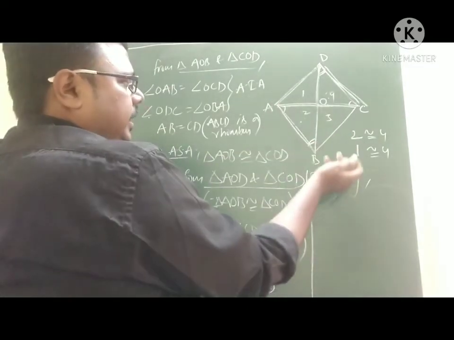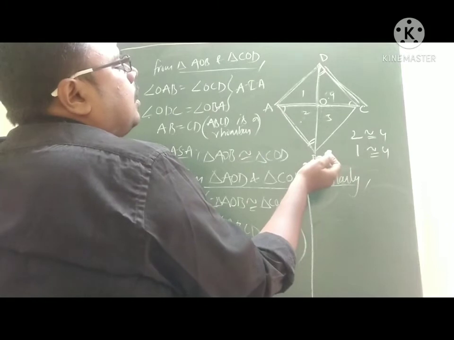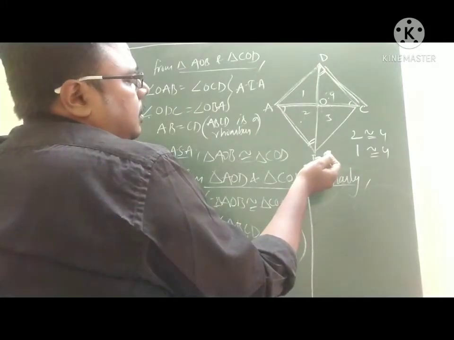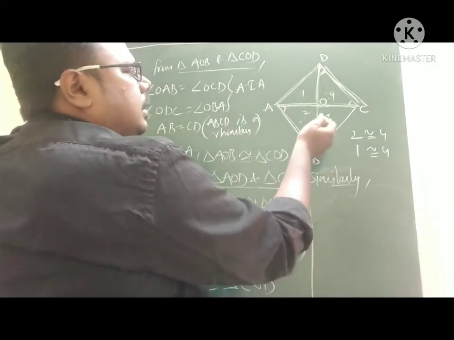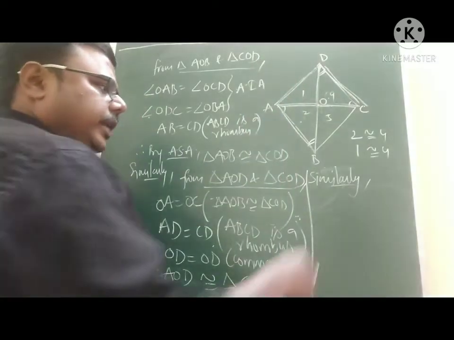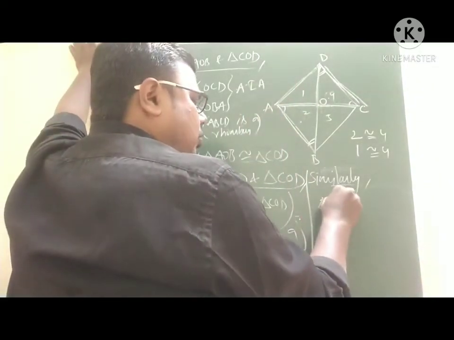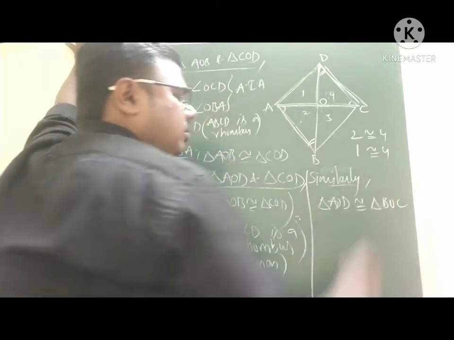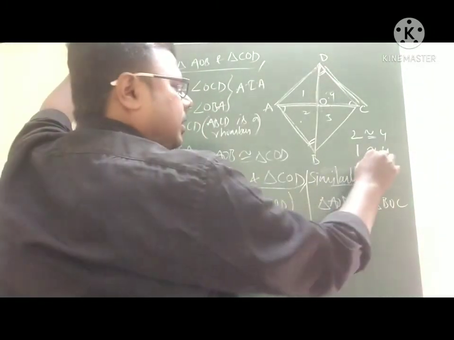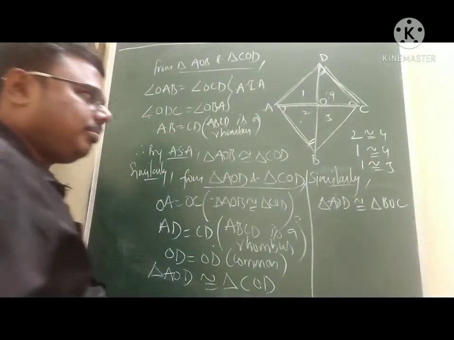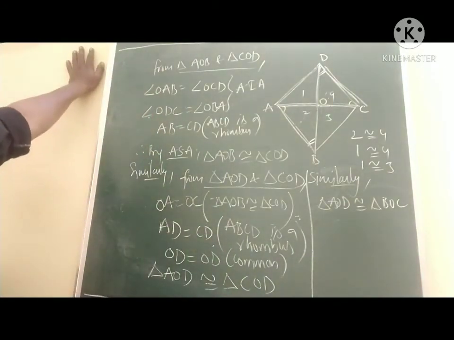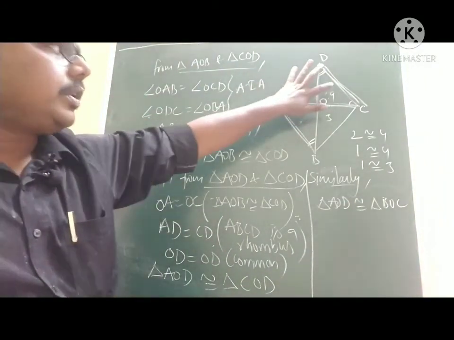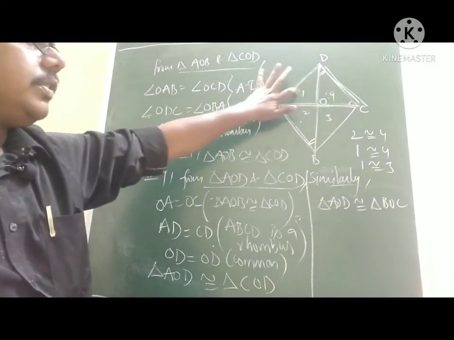So here I am writing, let us take 1 and 3. Okay, so triangle AOD is congruent to triangle BOC. So we have 1 congruent to 3. Now if you observe clearly, this AOB is congruent to this and this.